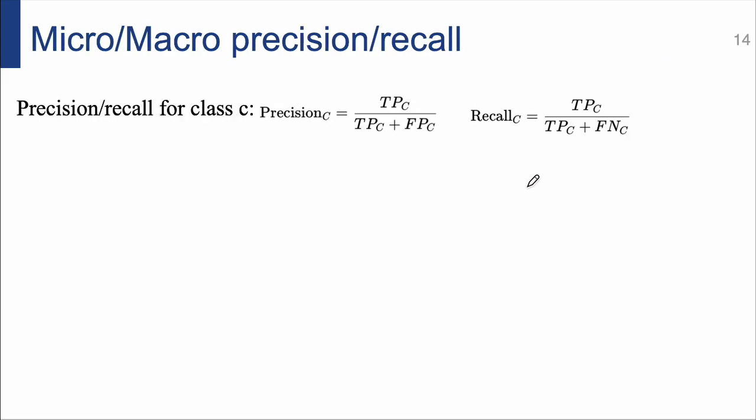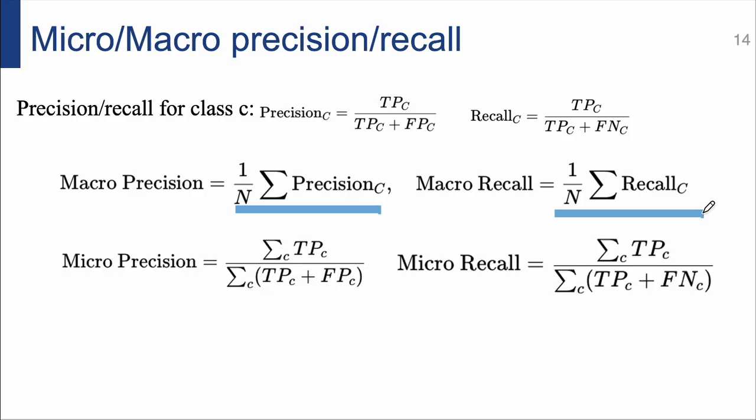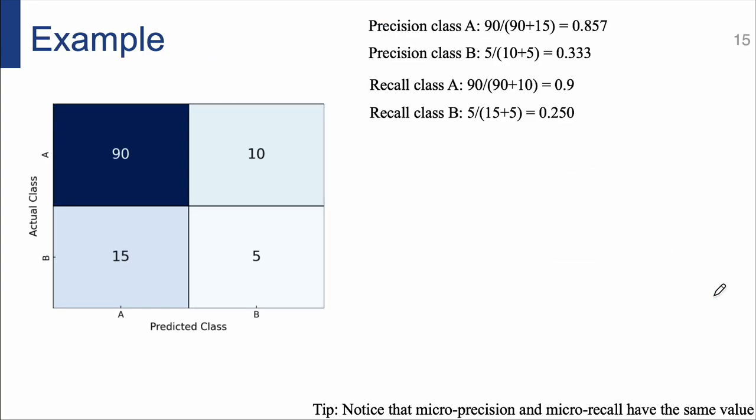Let's see here the definitions. On top you see the definitions per class of precision and recall. Then the macro average precision and recall are simply averaging the numbers that we have computed before. And the micro averaging will use the original definition and will sum up the true positives, the false positives and the false negatives for all classes instead of only one class. We can see this here in numerical examples.